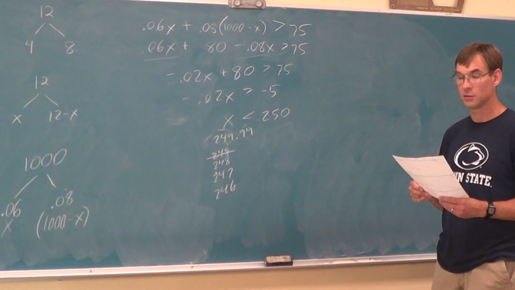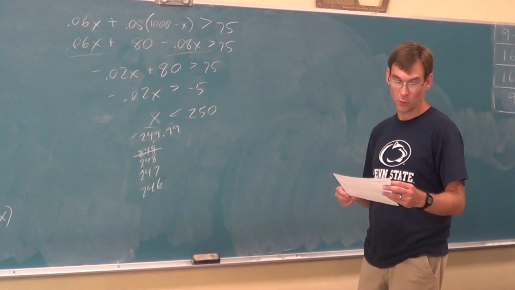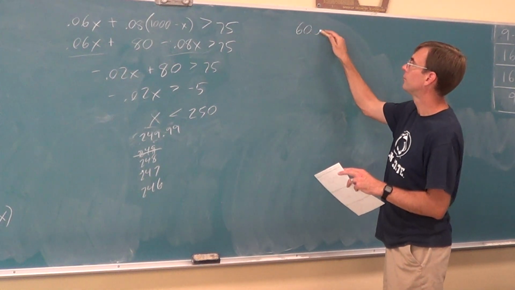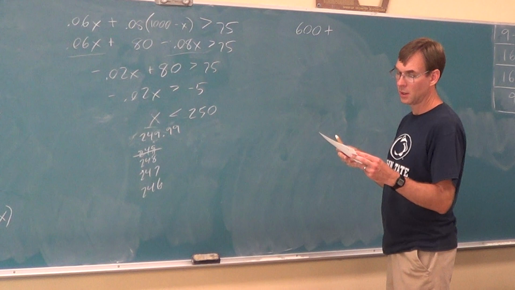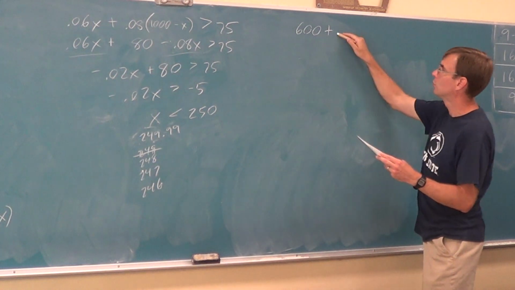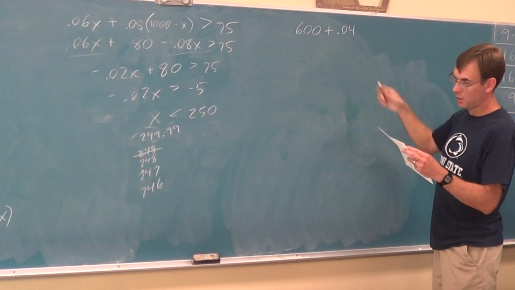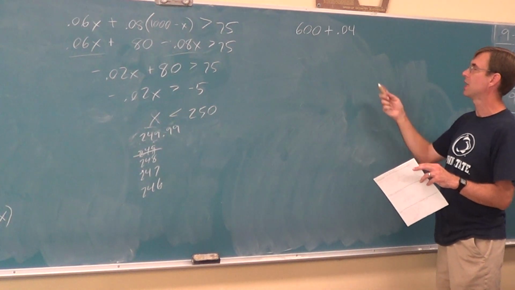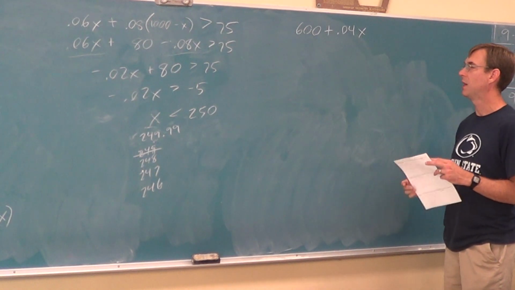It says you got a new job. You could get paid one of two ways. You could either get paid 600 plus 4%, which is 0.04, on all of your sales. We don't know how much we're going to sell, so I'll do x for how much you sell.